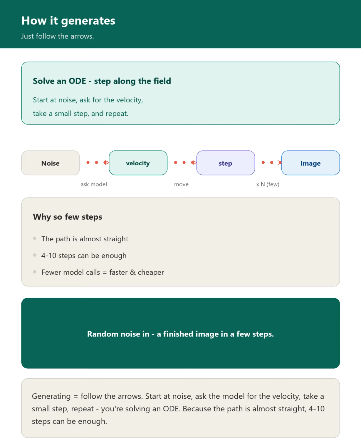Generating is just following the arrows. Start at random noise, ask the model for the velocity, take a small step, and repeat. Mathematically, you're solving an ordinary differential equation, an ODE. Because the path is almost straight, 4 to 10 steps can be enough.